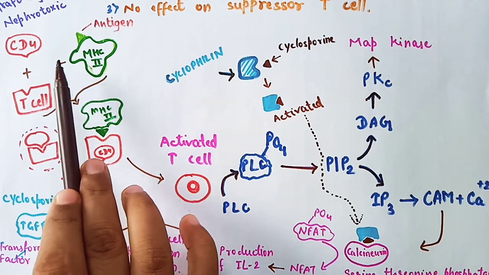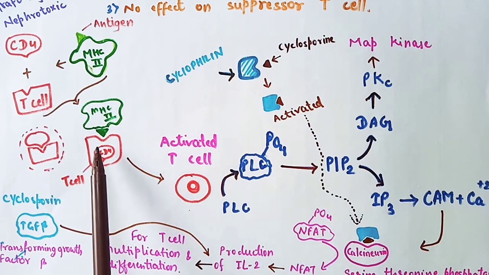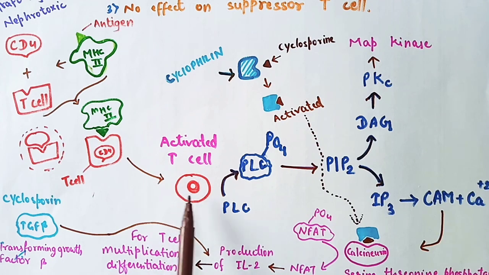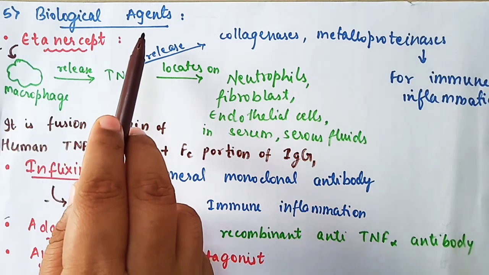Glucocorticoid inhibits this MHC expression. Since this MHC expression does not take place, this T cell activation would not take place and further activity will also be inhibited, that is, no T cell multiplication and differentiation. Now the last category is biological agents.